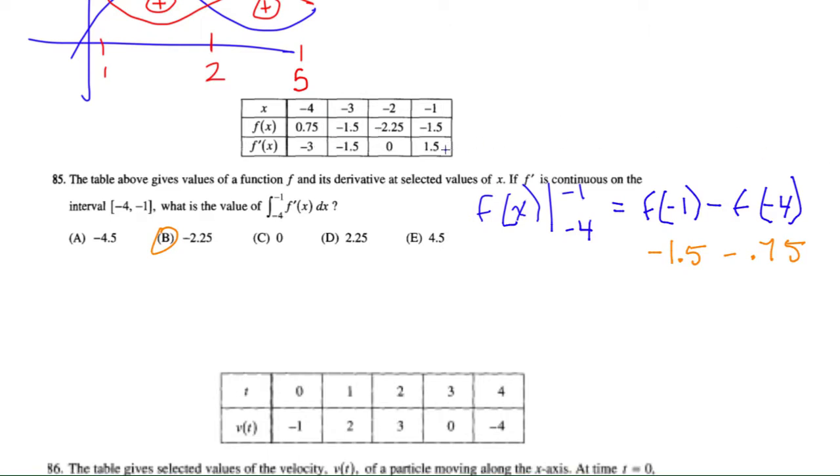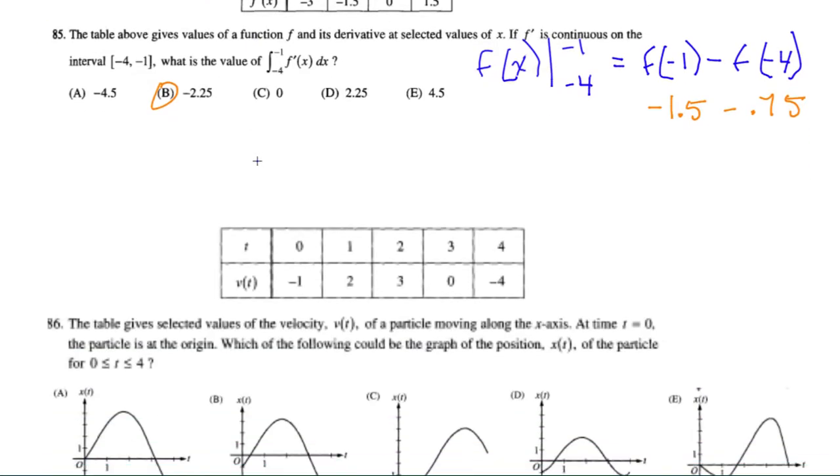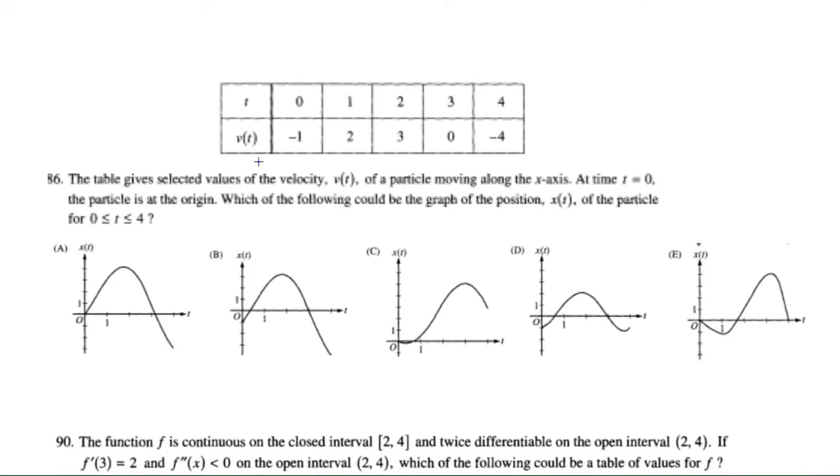Why do they do that? Because they need you to choose between f and f prime. To see if we know it? If you know it, yeah. This f prime is just a red herring. They put it there to confuse you. Number 86, another table.